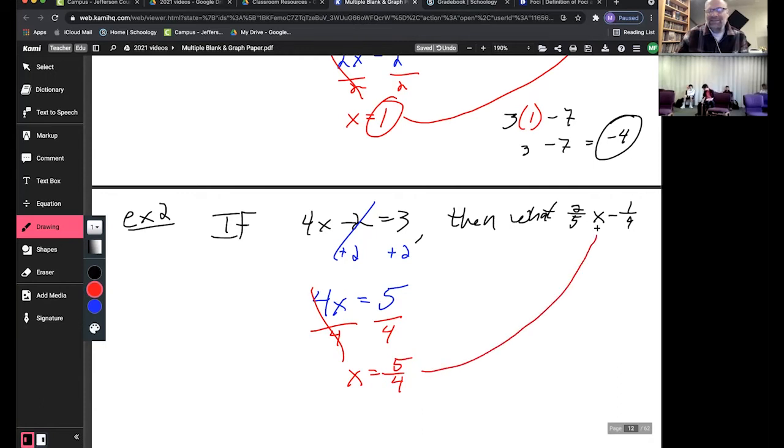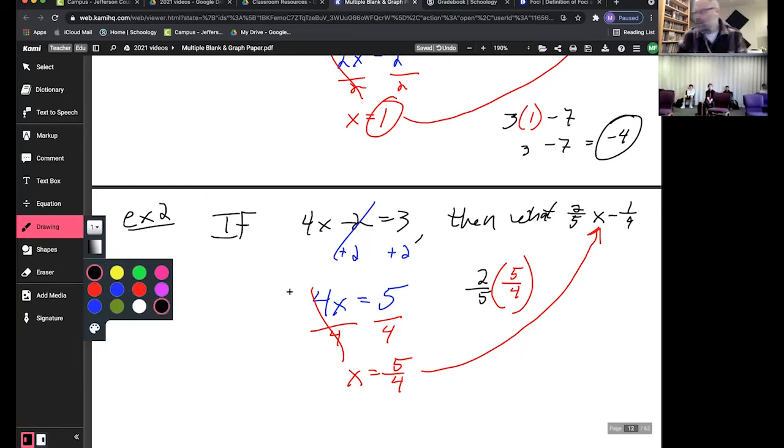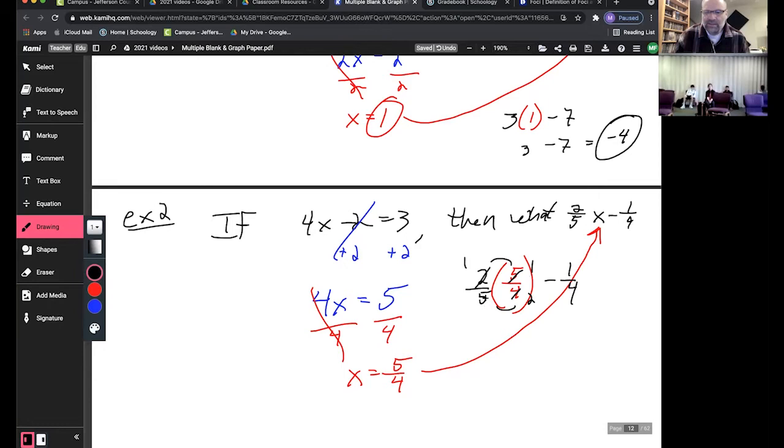Now we're going to plug that in for our x. So we have 2/5 times x, which is 5/4, minus 1/4. Okay. So let's just do this. We can cross cancel a little bit here. Nice. So then we end up with 1/2 minus 1/4. Well, let's just do the pizza method. What's a half of pizza minus a fourth of pizza? That's 1/4. You can get a common denominator if you want, or just visualize the pizza. So that's example two.